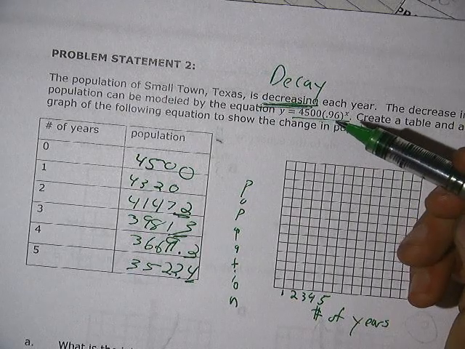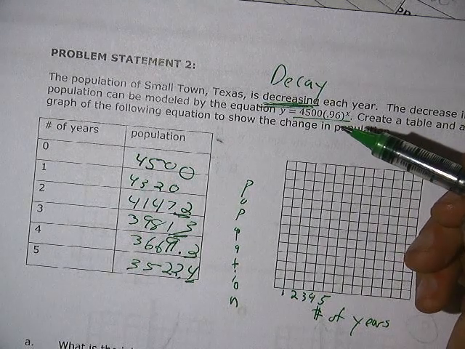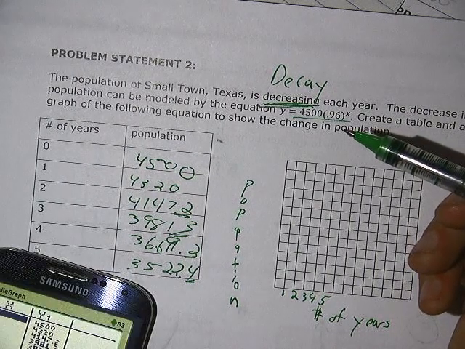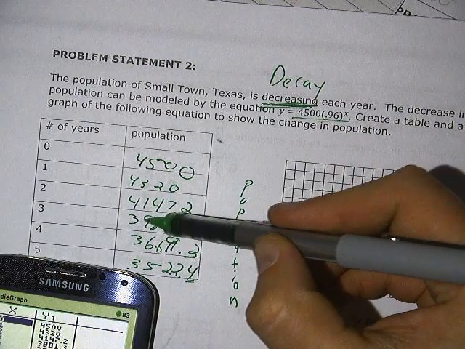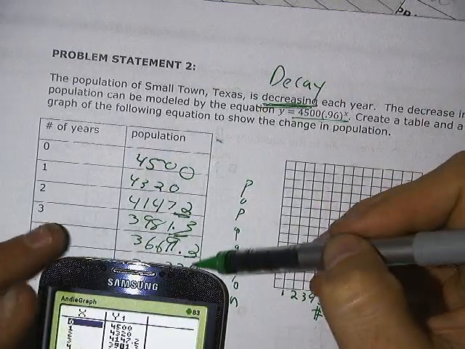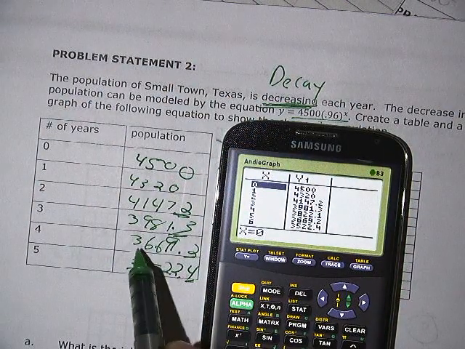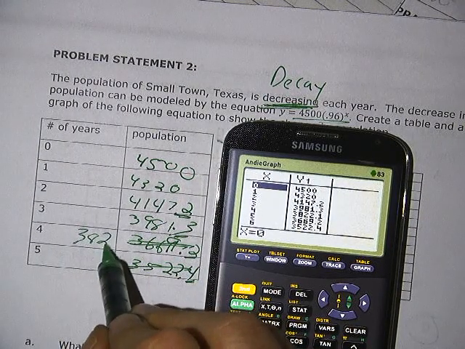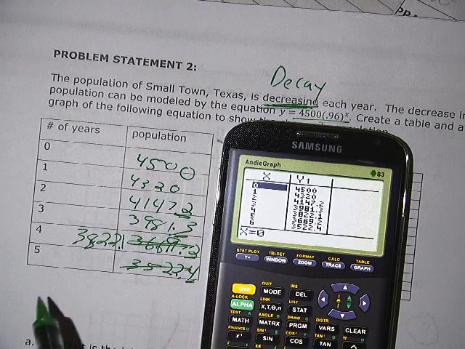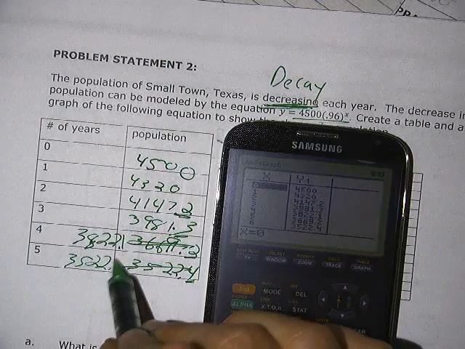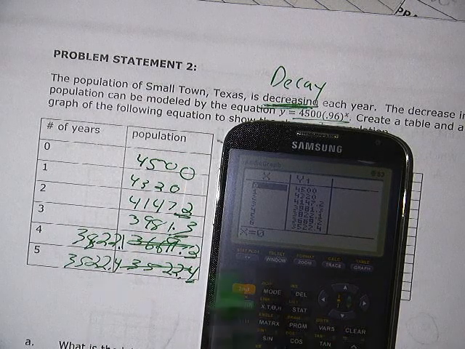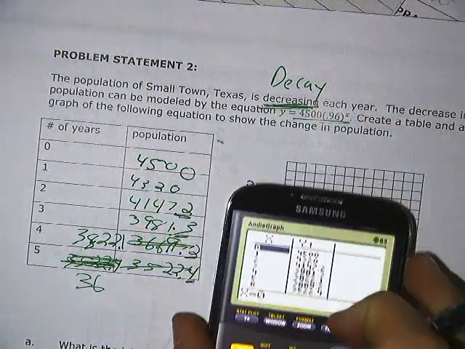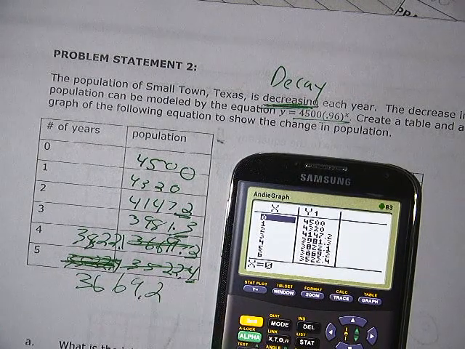Isn't 4 supposed to be 3822? Oh, yeah, that's right. Did I get off? Yeah. 3981.3. Oh, I jumped one, didn't I? Okay, thank you. So 4 should be 3822.1, and then 6 should be 3522.4. No. Off again. 3669.2. Okay, that's better.